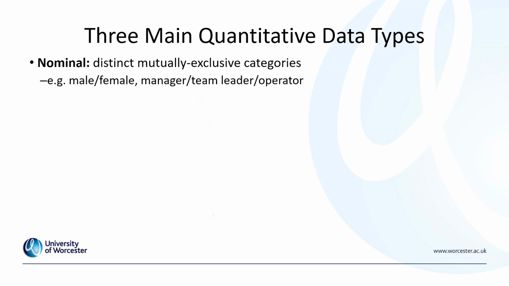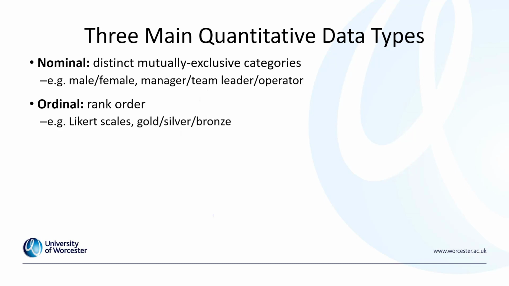The responses mean you must be in one of the categories, but you can't be in more than one of the categories. The next type of data is ordinal rank order data, such as Likert scales or where you finished in a race, gold, silver, bronze. Now, between these different places in the scales, there is not an equal interval. So for example, between first and second in a race might be a different amount of time from between second and third, because the third place runner was further back.